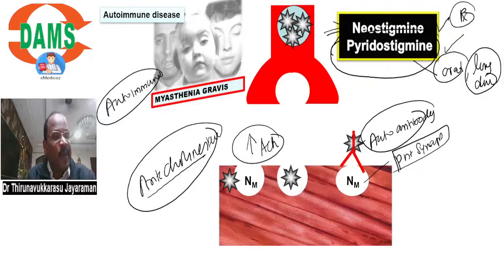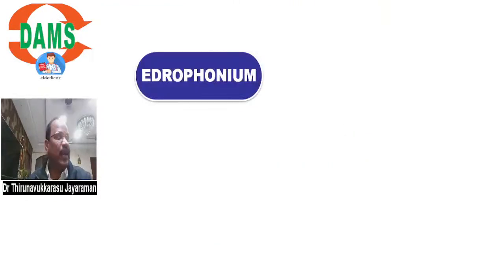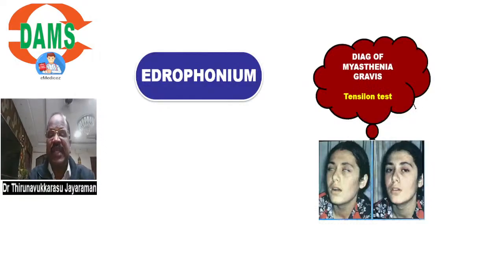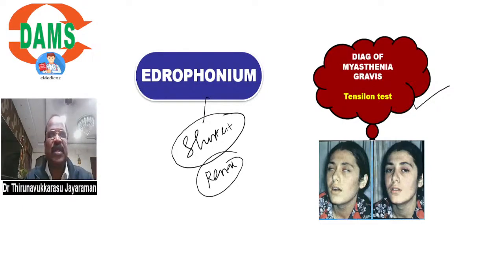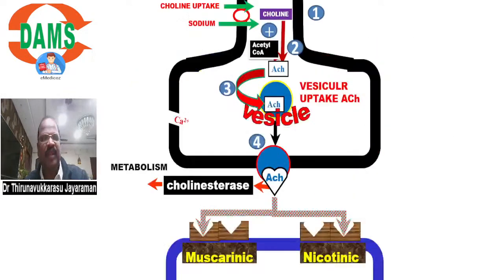My question: name one anticholinesterase useful for diagnosis of myasthenia. Very good. That is edrophonium, also known as the Tensilon test. Edrophonium is one of the shortest acting anticholinesterases, rapidly undergoing renal excretion. When you give it, if the symptom is relieved immediately, then most probably it is a case of myasthenia. Called the edrophonium test, also called the Tensilon test. Very good.